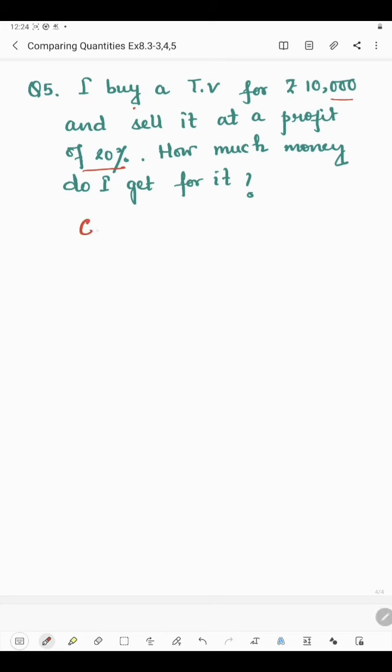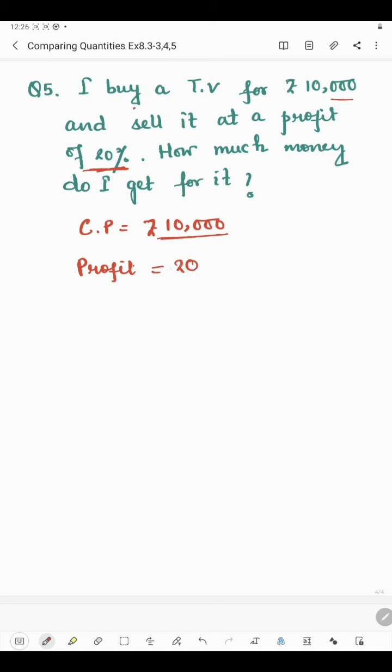So the cost price was rupees 10,000. Now here the profit percentage is given. That means we have to find how much profit I made on selling the TV. Profit we don't know. Now how to find profit? Profit is 20%, so 20% of the cost price. Whatever be the price of the product, if we make a profit on that, it will always be on the cost price, isn't it? It will always be on 10,000.